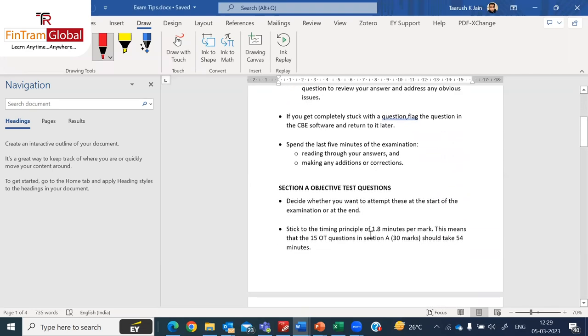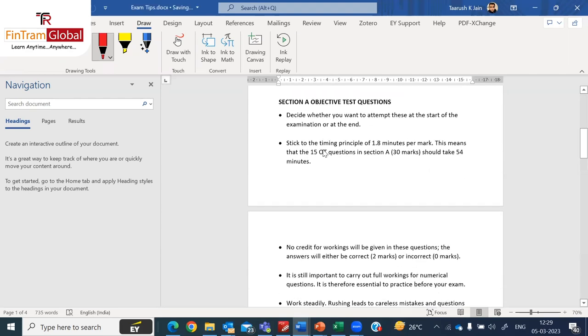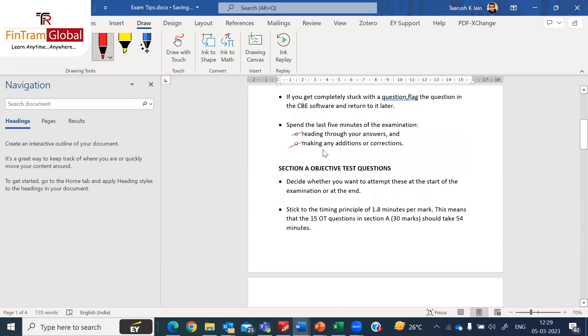If you get completely stuck with a question, you can obviously flag it in the CBE software and return to it later. Always keep the last 5 minutes of your exam to read through your answers, make any additions or corrections. Just make sure you do, because there have been instances where a calculation mistake or a typing mistake happens. So you want to avoid that, so you want time in your hands remaining.